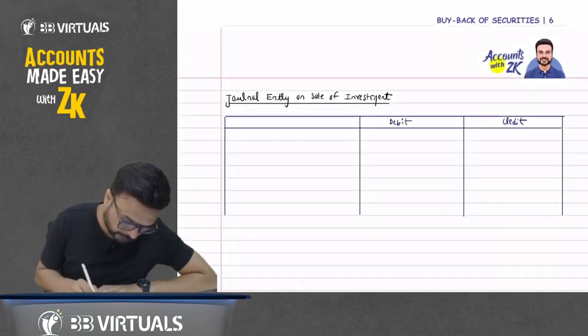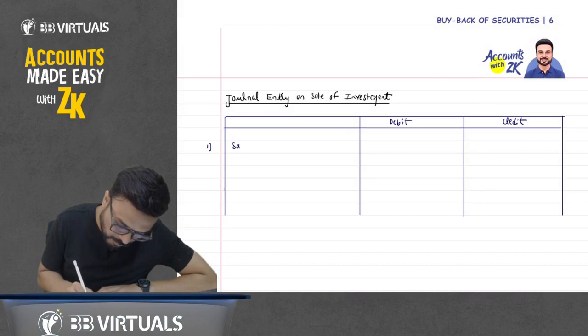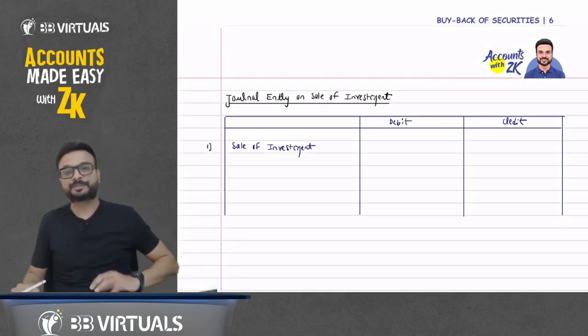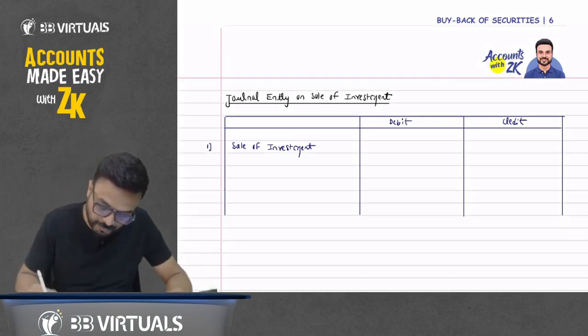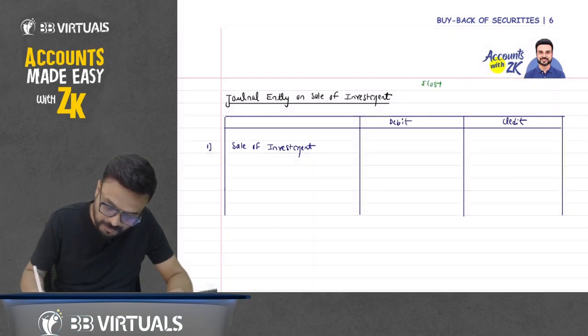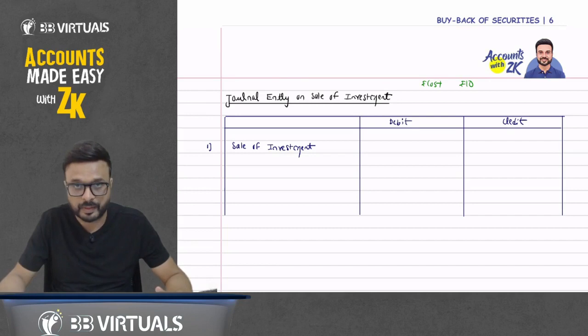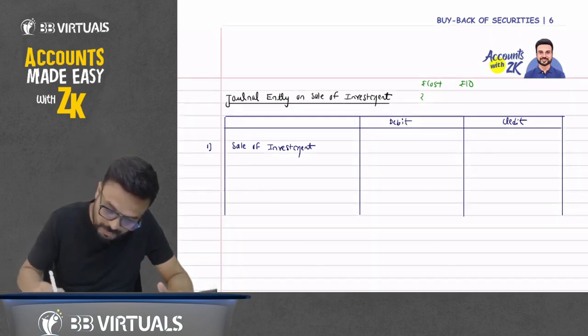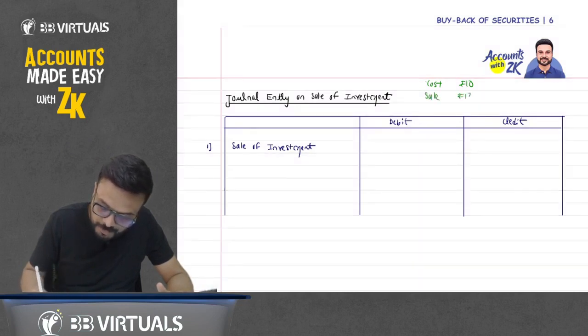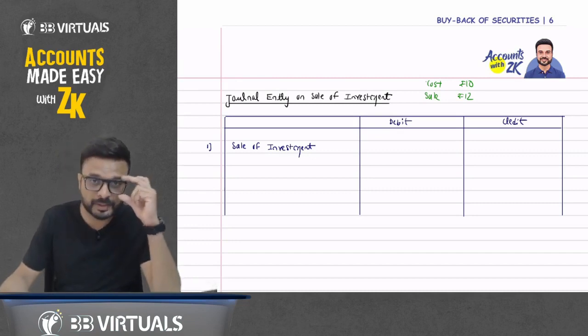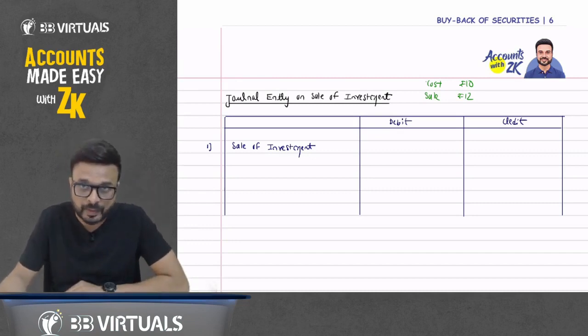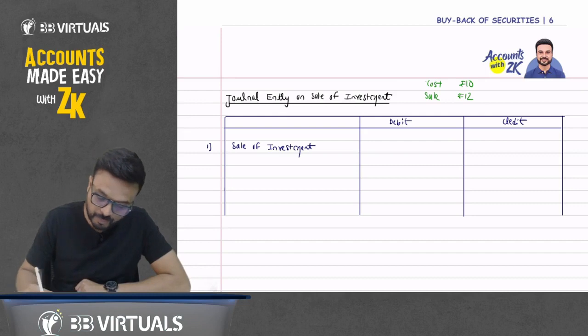First is sale of investment. Suppose the cost of investment is rupees 10 crore, and you sell at, suppose, rupees 12 crore. The cost is rupees 10 crore, and you sell at rupees 12 crore. It means there is a profit of rupees 2 crore. So how are we going to record it?